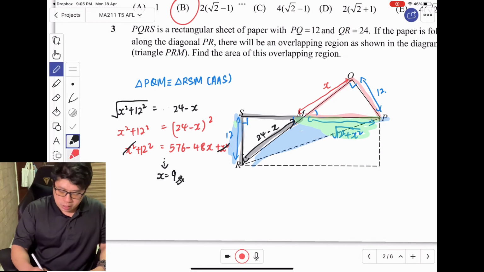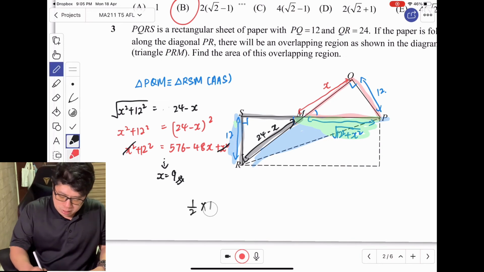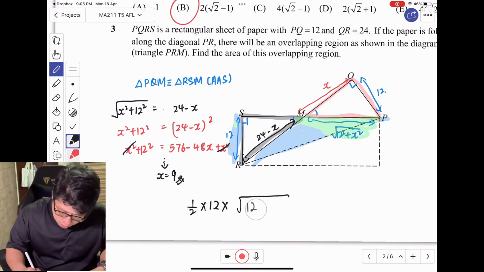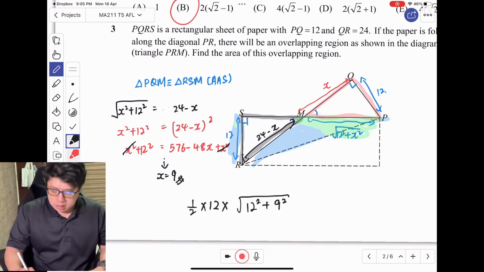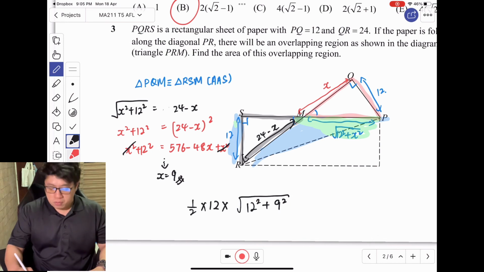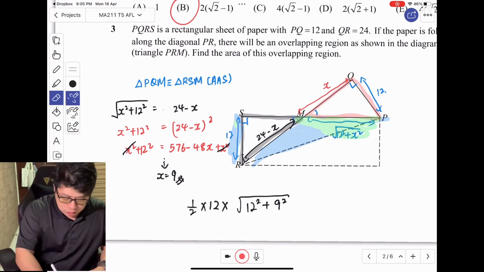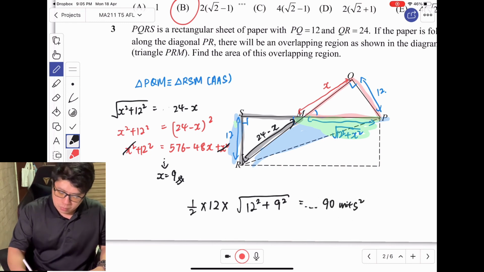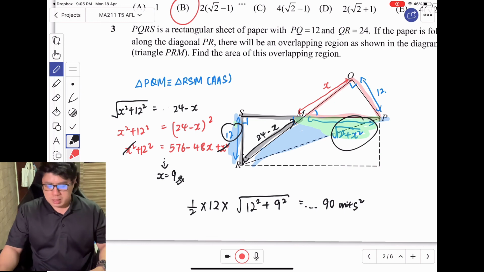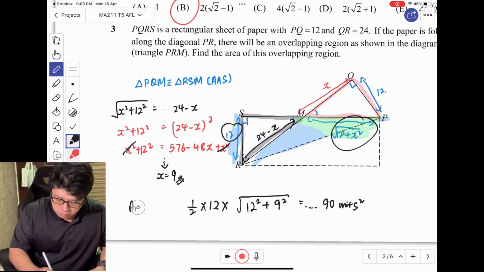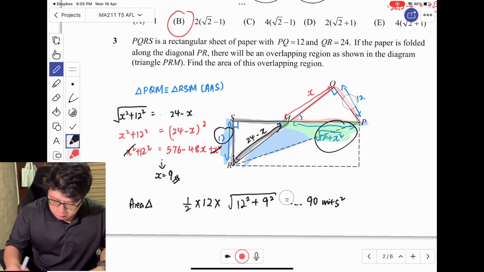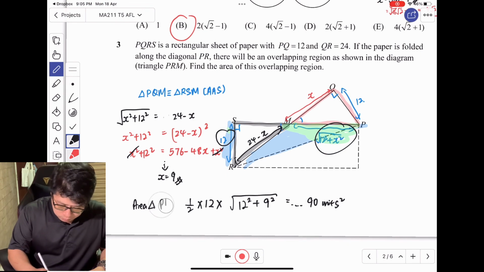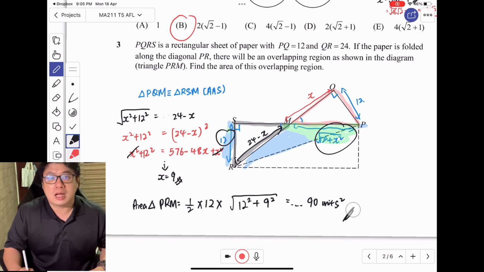So the area of the triangle is just half times height times base, which is half times 12 times 9. Eventually your answer will turn out to be 54 units squared. Okay, once again, this is the area of triangle PRM. Okay, and we are done for this question.